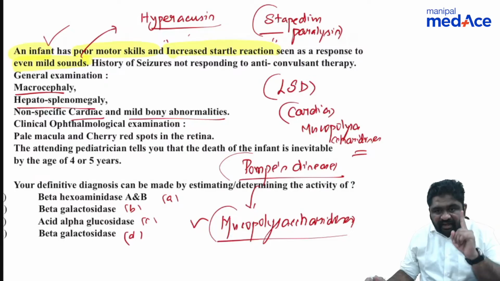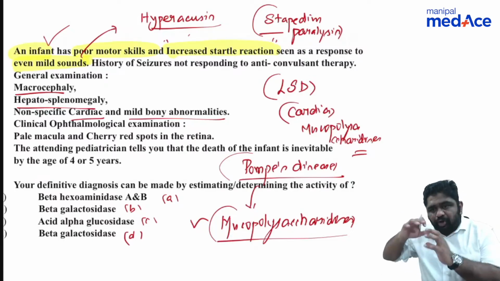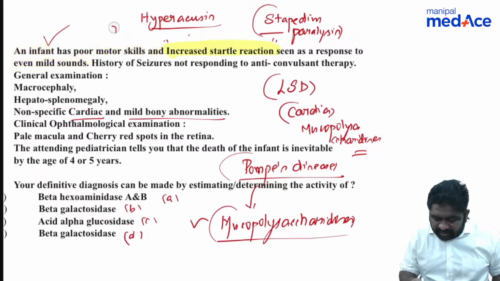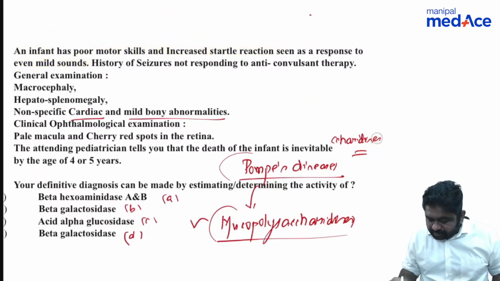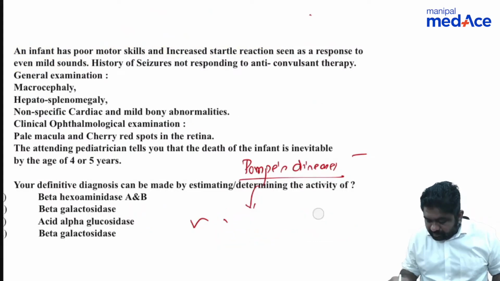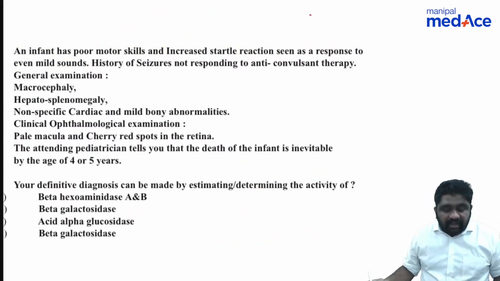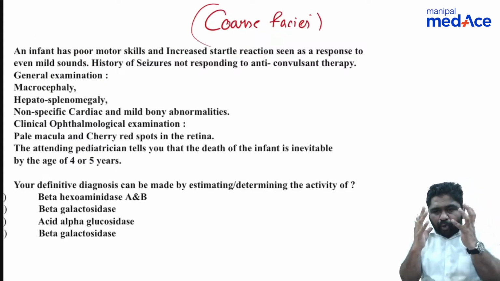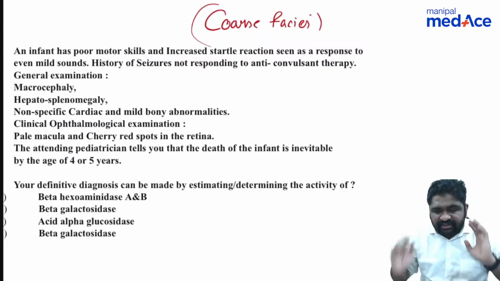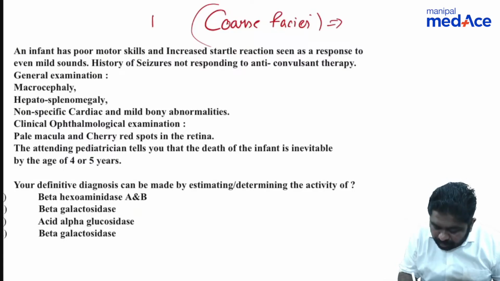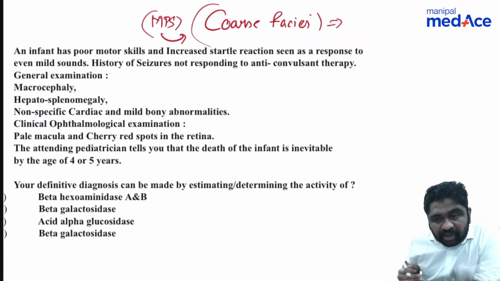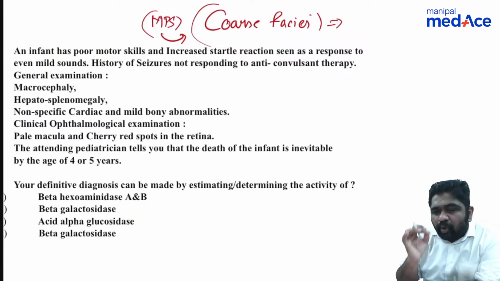Can you give me one clinical feature which can differentiate this mucopolysaccharidosis from the condition that we are discussing about? I'll erase all these. Anybody? That clinical feature is coarse facies. The face looks very coarse, rough, and thick, and accumulation of mucopolysaccharides happens. Now, this is a property of mucopolysaccharidosis condition.